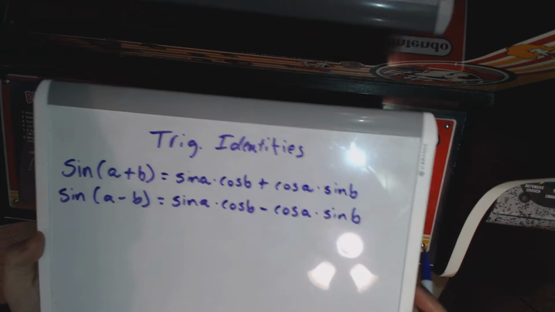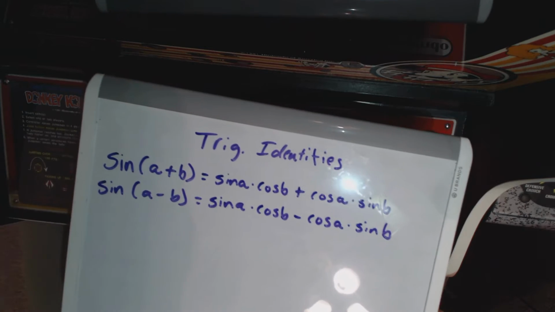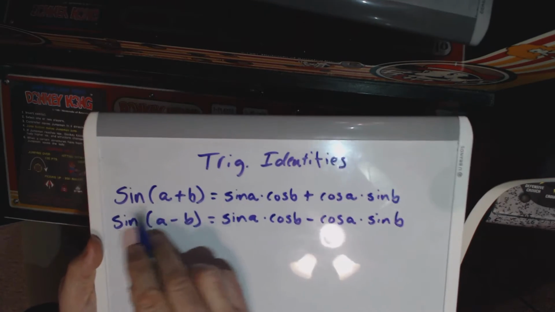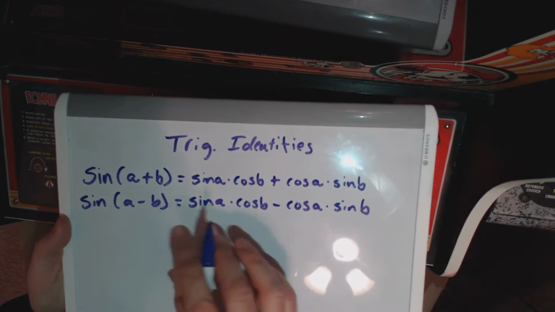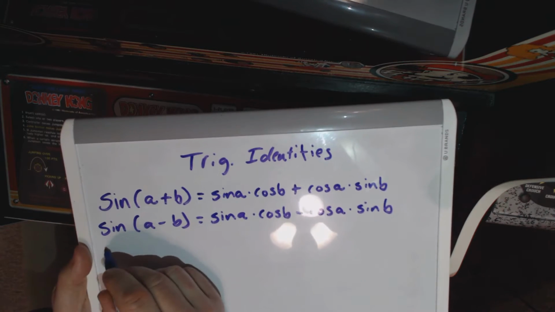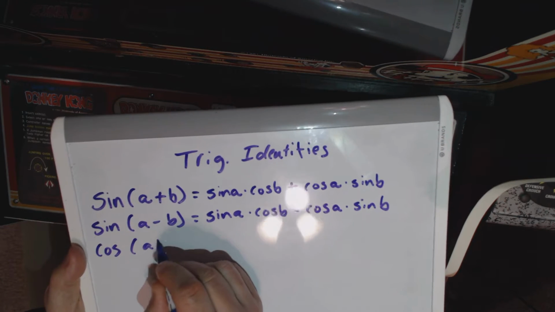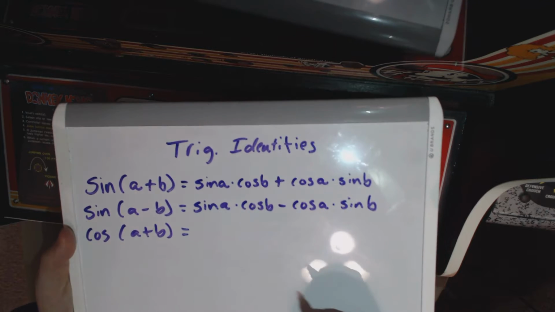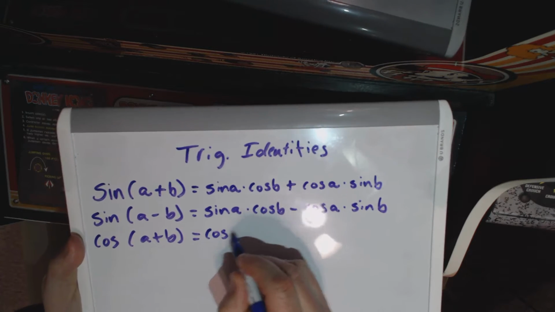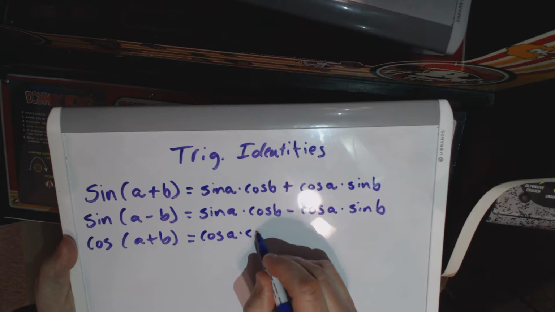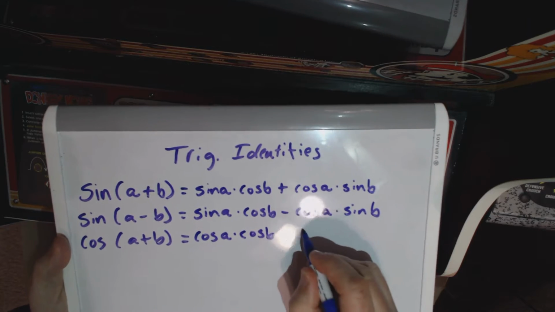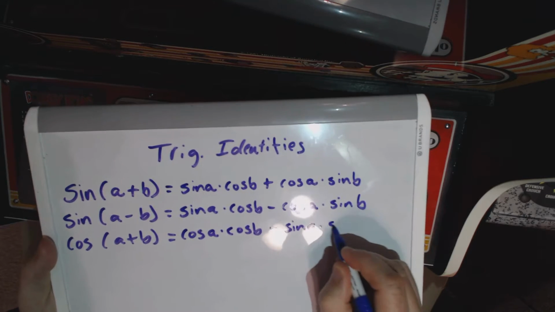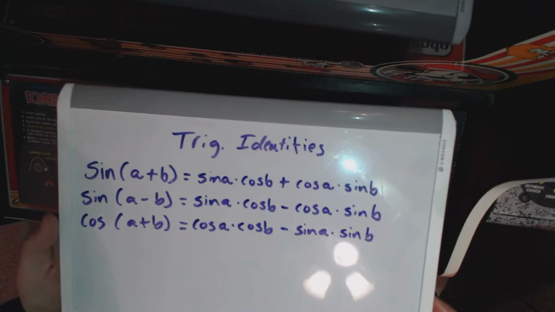Same thing with this, okay? So while I'm here, I might as well just give you the cosines, okay? So same with the sine sum and difference, you also have a cosine sum and difference, so here's how it goes. Cosine of A plus B would equal cosine A times cosine B minus sine A times sine B.